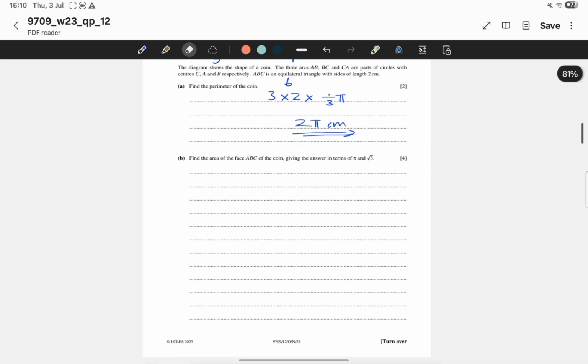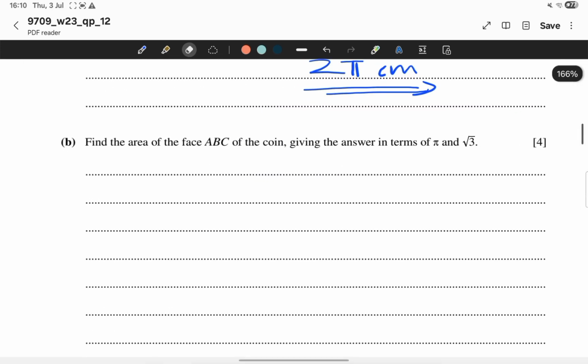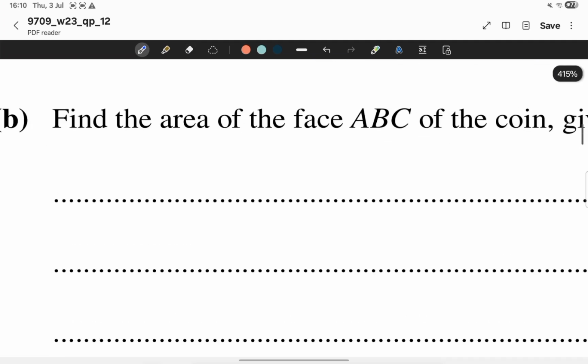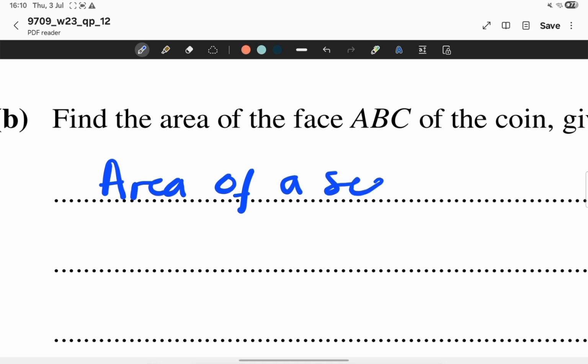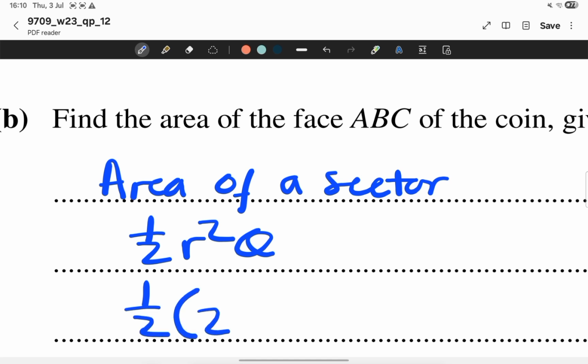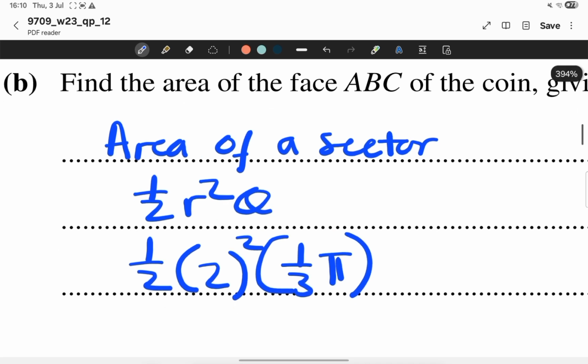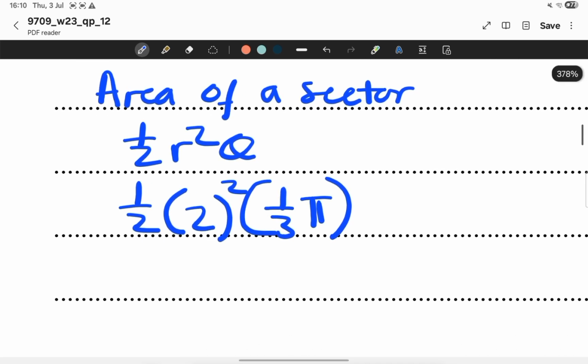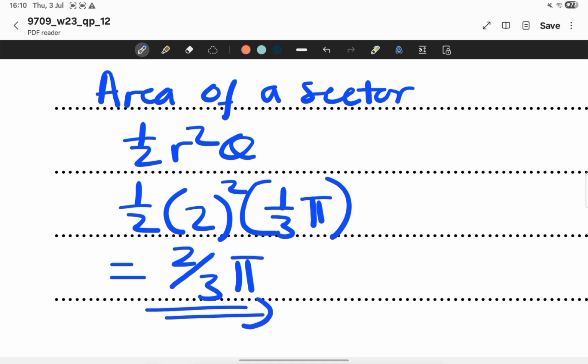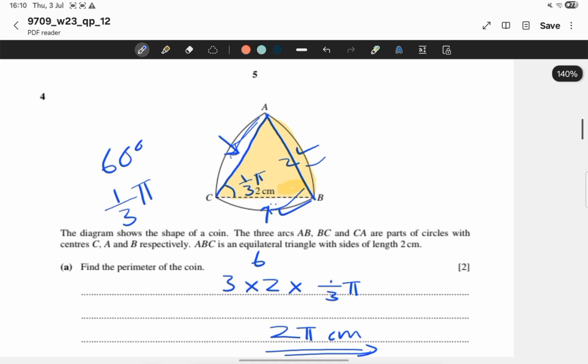So like I said, the area of a sector is given by half r squared theta, and we know our r is 2 squared, our theta is a third pi, like that, right? And punching this in, we're going to get 2/3 pi, right? That's the area of that sector, the shaded one.